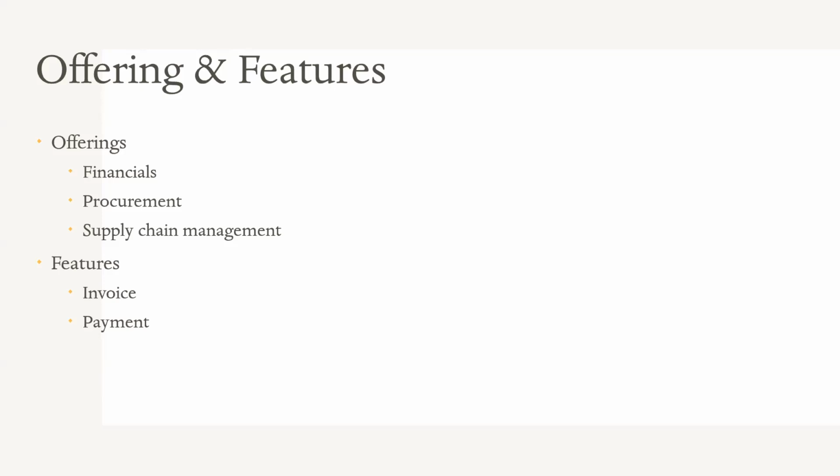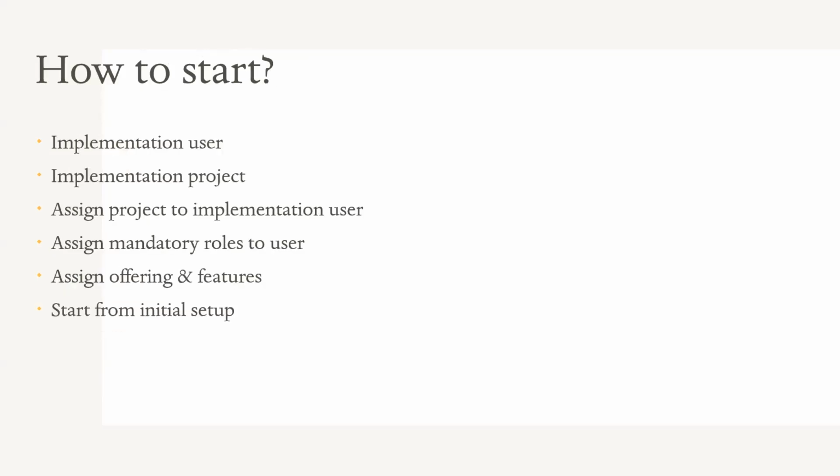Okay. So this is about offerings, features, and options. An option is like a sub-classification of the feature. So how do we start? To start our implementation, we will first have to create the implementation user. That is the first point that we will start with.